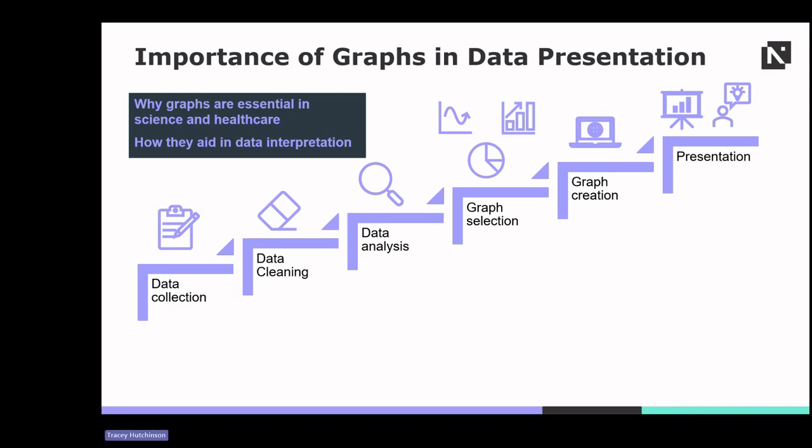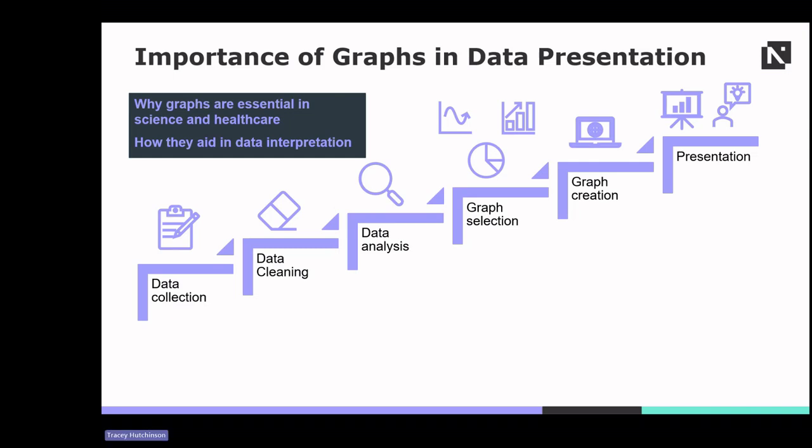Choosing the right type of graph is crucial for effective data presentation. The choice of graph depends on the nature of your data and the message you want to convey. For example, if you want to show how different groups compare, a bar chart is suitable. For displaying trends over time, a line graph is ideal. Proper graph selection ensures that your data is represented in a way that best communicates your findings.